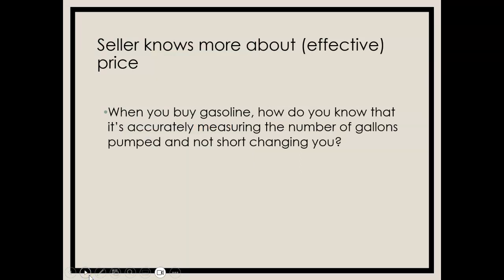Here's another example of how asymmetric information, where the seller knows more than the buyer, can be a problem in markets. When you go to the gas pump and buy gasoline, you put your nozzle in and you let it run, and it tells you you've bought 10 gallons. But how do you know it's accurately measuring the number of gallons pumped and isn't shortchanging you? After all, it's not like you're pouring it into a measuring cup and figuring that out for yourself. You're relying on the pump to tell you. The seller knows whether the pump is accurate, but you really don't.